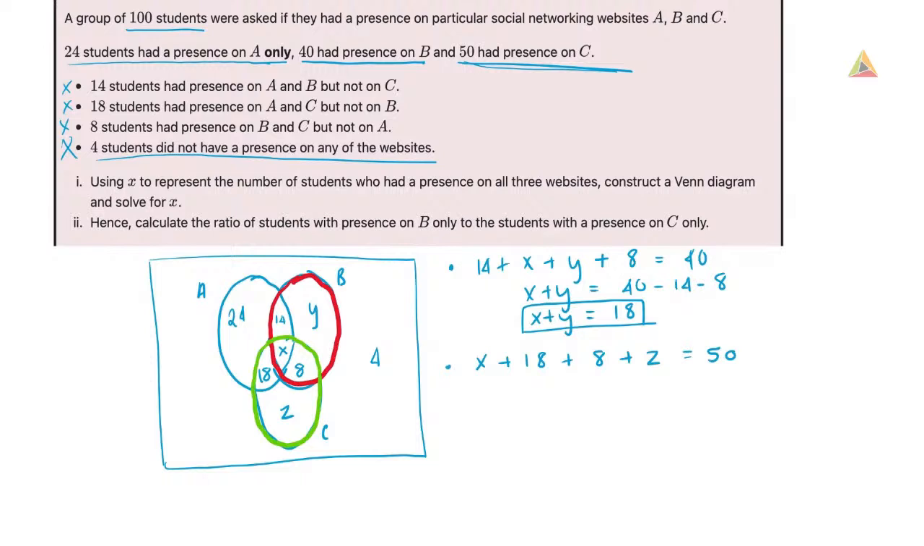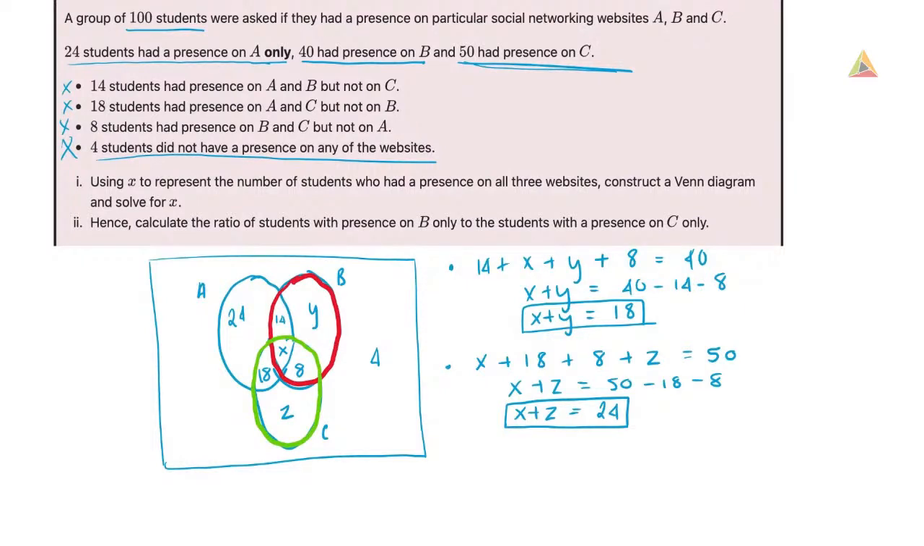Now we're going to do the same thing here. We're going to put numbers to one side and letters to another. So I'm going to keep the letters on this side. X plus Z is going to give me 50, take away 18, take away 8. Now you can put that straight into the calculator and you'll get X plus Z is equal to 24. So that's another equation.